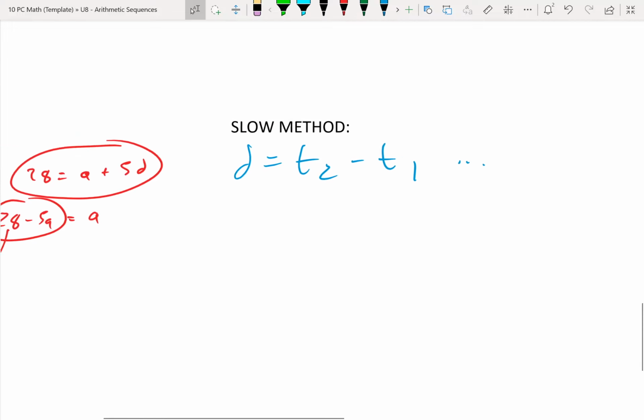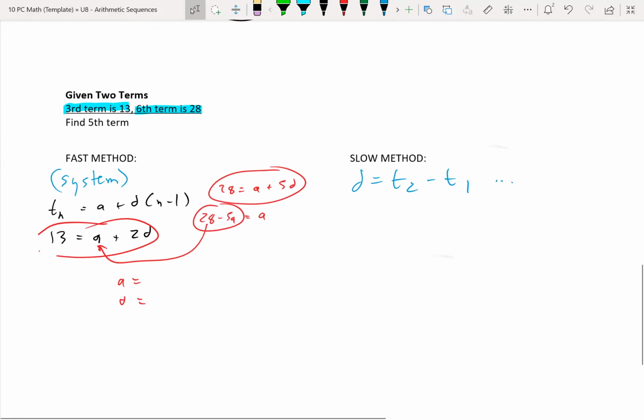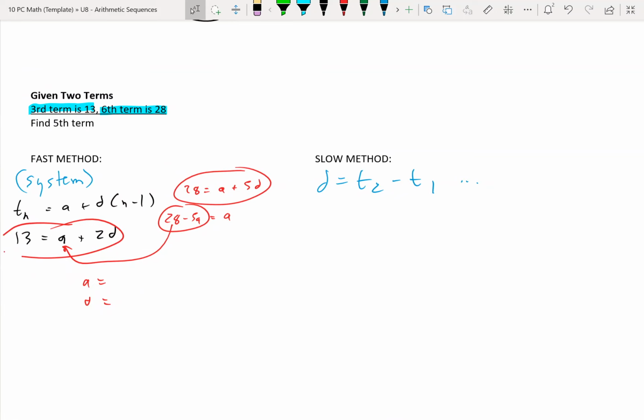The slower method uses some logic. We try and find d. If we know what d is, we can find the rest of it. So normally, d is you take the second term, subtract the first term, it gives you d. But in this case, we have the third term and the sixth term. So if I do t6 minus t3, that's not going to give me d. That's going to give me more than one d.